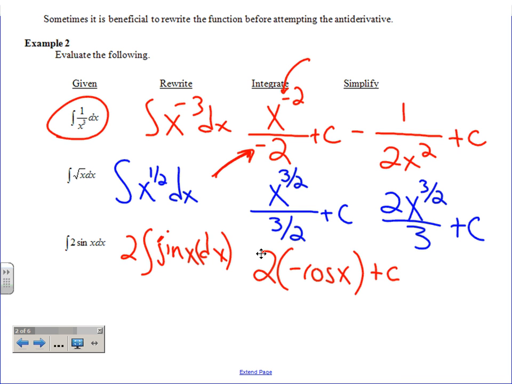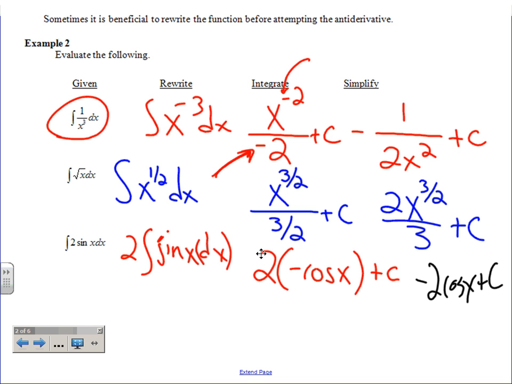Anybody brave enough to share what they believe the simplified version of this answer is? Yes. Very good. Negative 2 cosine x plus a constant. So what do people do wrong? Yeah, they just do 2 minus cosine, right? Well, that's not what that says. It says 2 times a negative cosine, right? So it is a negative 2 cosine of x plus a constant. Very good.